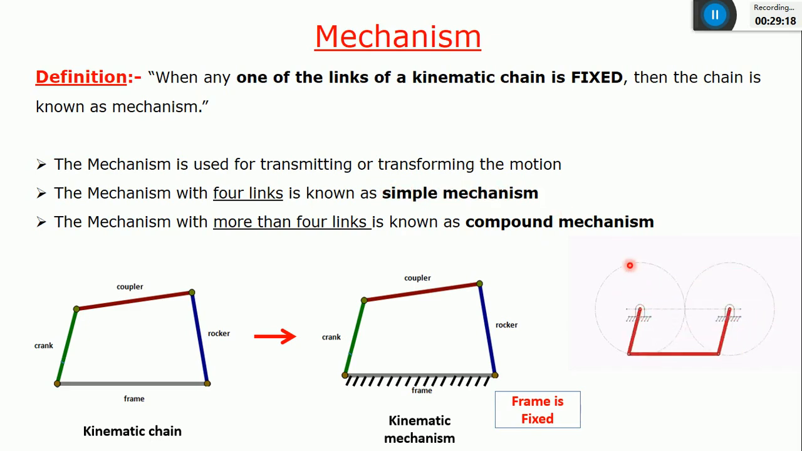If it is having more than 4 links, or a group of so many mechanisms, I can call that kinematic chain a compound mechanism. A mechanism with more than 4 links is known as a compound mechanism. So this one is a simple one. If the number of links is more than 4, such a mechanism is known as a compound mechanism. Okay, so let's take a snapshot of this one. I'll go to the next one.